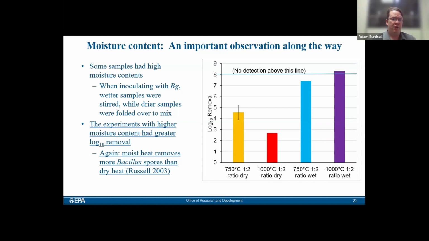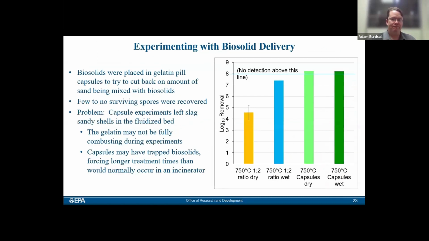The importance of this? Well, those high initial moisture content experiments meant near complete removal from all parts of the system. That's our blue and purple series compared to their drier orange and red counterparts. And again, it's the same thing. Moist heat removes more bacillus spores than dry heat.